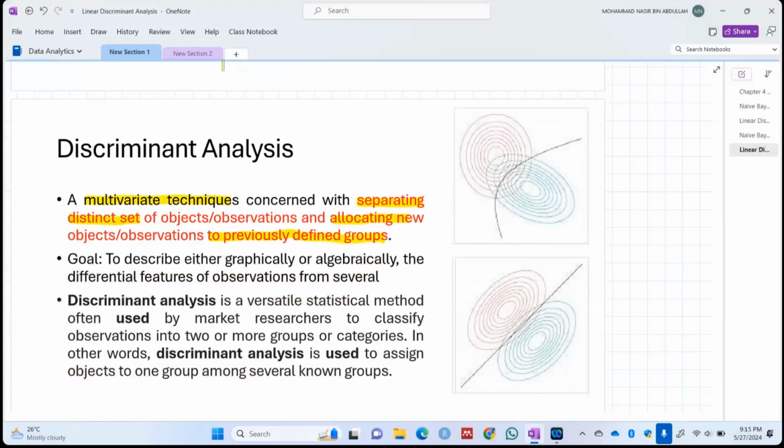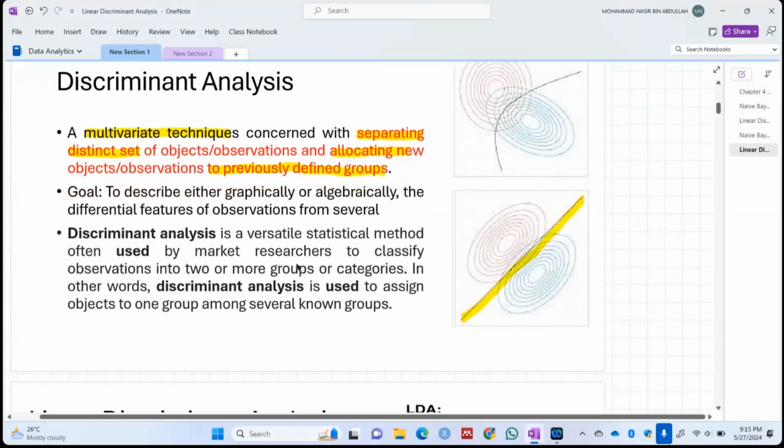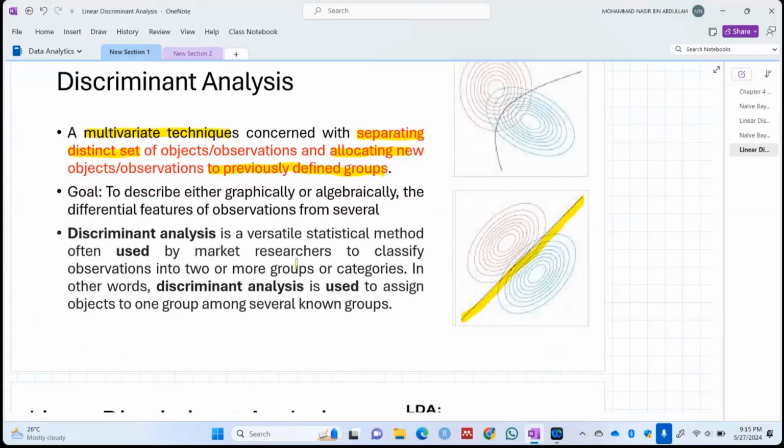Basically, we want to separate two objects by a decision boundary. So we need to create a decision boundary to separate two groups. Right? Either group y equal to 0 and y equal to 1. Right. So the goal is to describe either graphically or algebraically the different features of observations from several observations. Right. Discriminant is versatile.